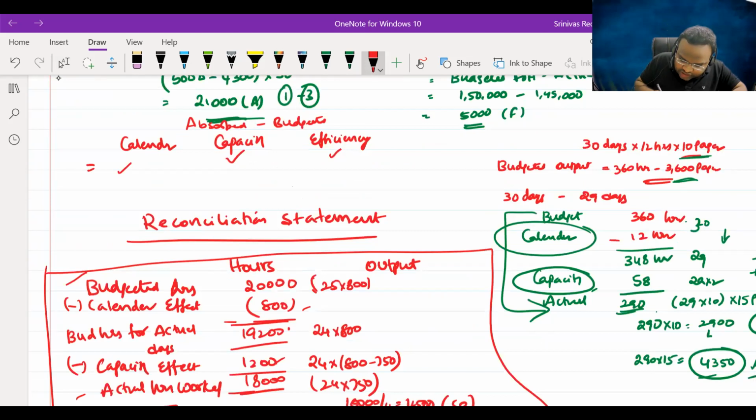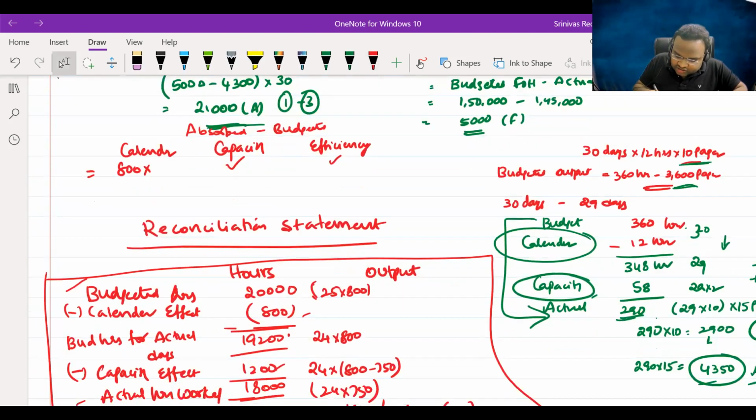Now tell me, because of calendar, how many hours have you lost? 800 hours. What is the hourly rate? Because for volume variance, the standard rate should be considered. Each hourly rate, how much amount? 7.5. 800 into 7.5 is 6,000. Lost means adverse, unable to produce, unable to recover. Capacity, 1200 hours lost at 7.5. This is 9,000 adverse.